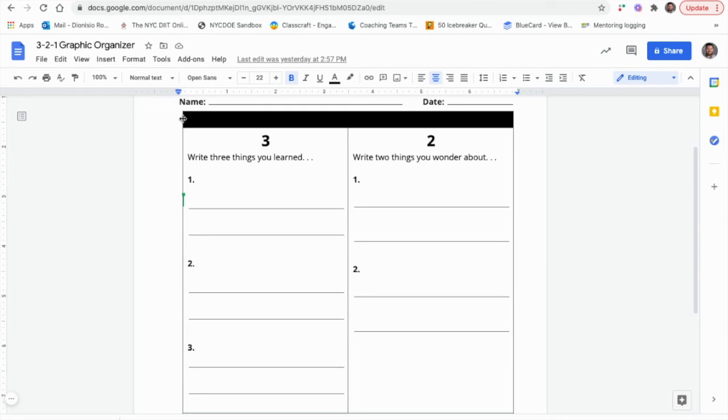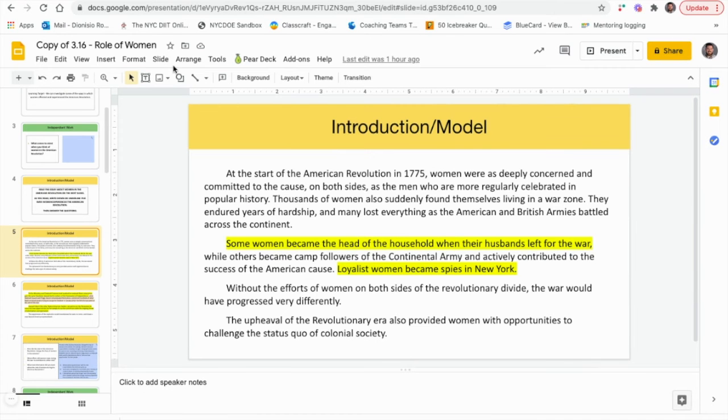So now I'm going to look back on the text and think about my graphic organizer and identify 3 things that I learned. Something that can also be helpful is using the highlight function to highlight important takeaways that we can also note in our graphic organizer.